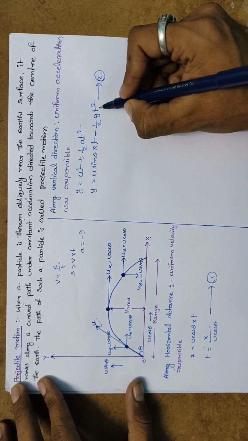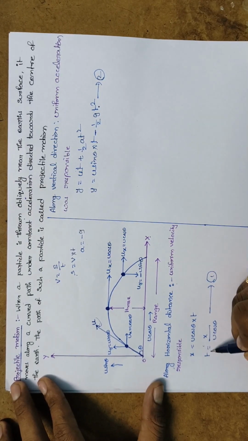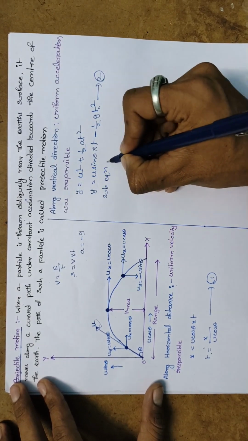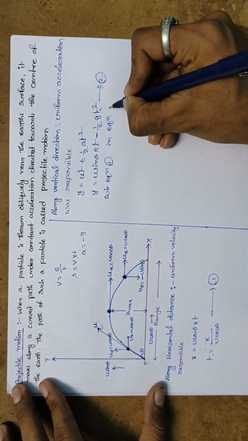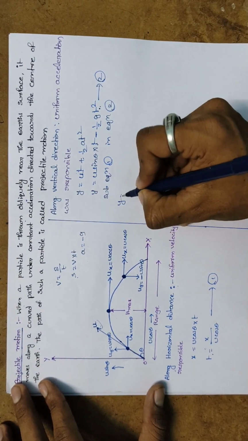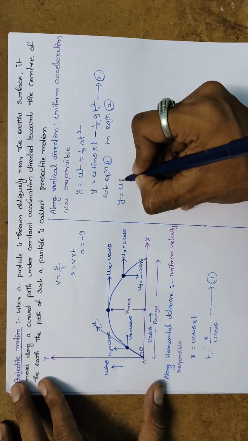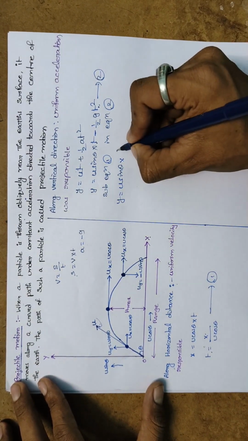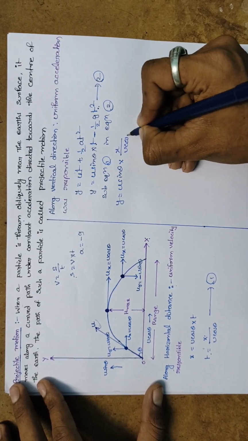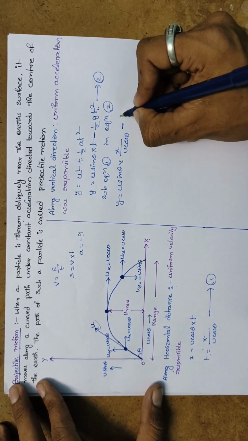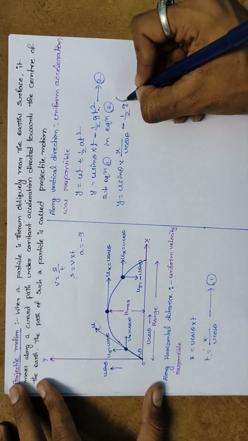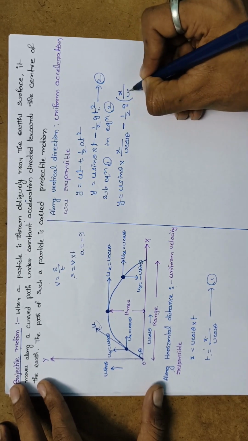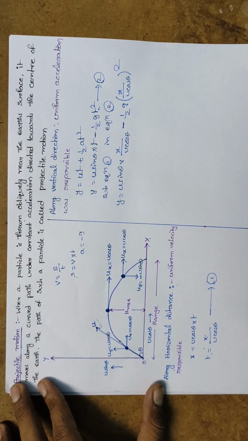See, here time will be there, here also time square will be there, but we know the time formula. So directly you can substitute here and here. So substitute equation 1 in equation 2. Then what will happen? y is equal to u sin theta, as it is I am writing u sin theta, into time, meaning x by u cos theta, minus, as it is I am writing, minus half into g into t square, meaning x by u cos theta whole square.